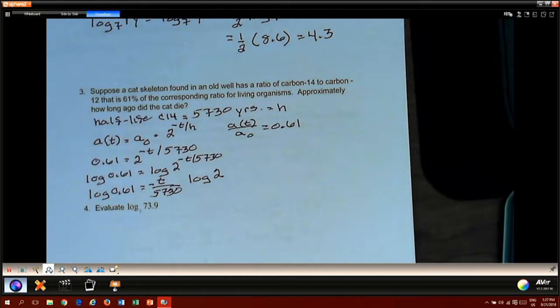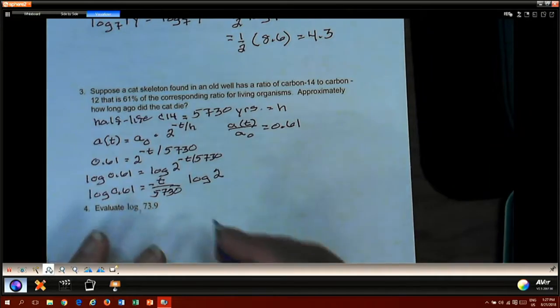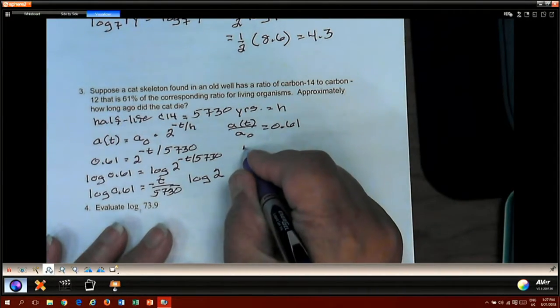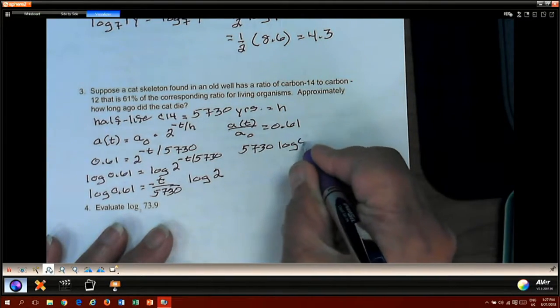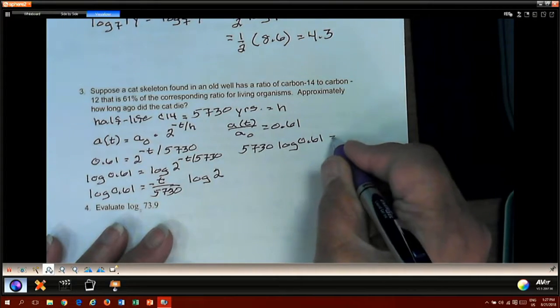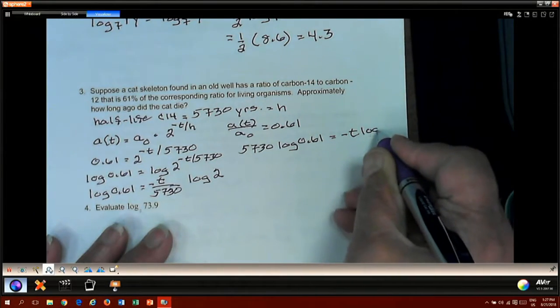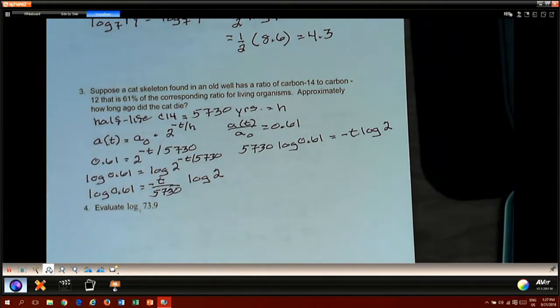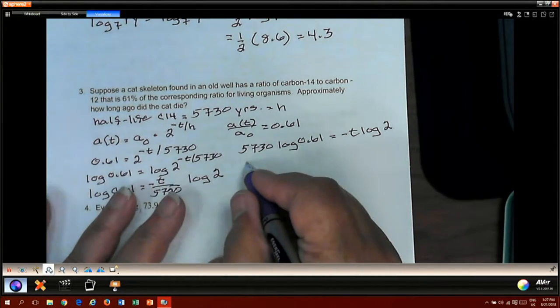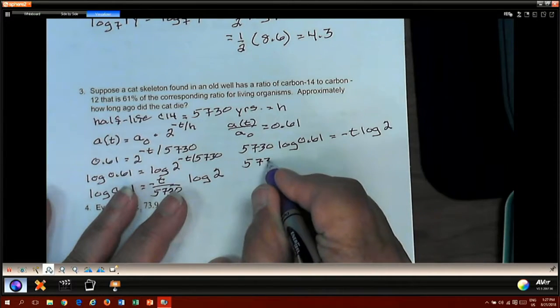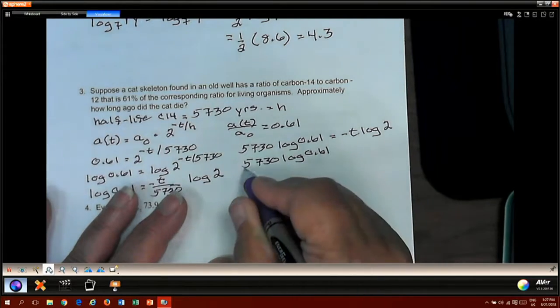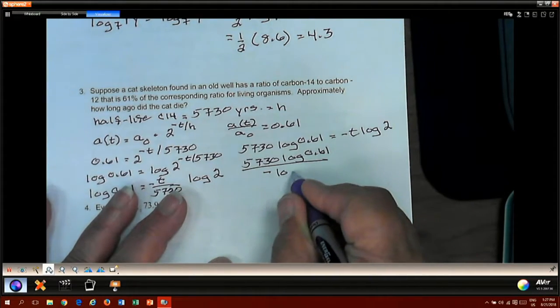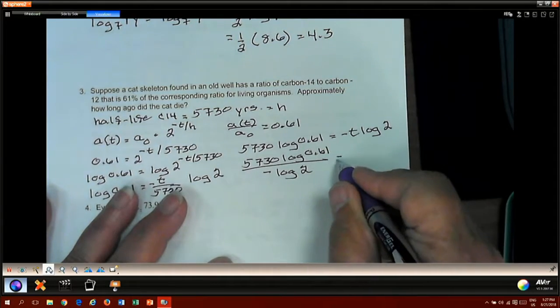Well, we want to find out what t is. So the first thing we're going to do is multiply by 5,730. So 5,730 times the log of 0.61 equals negative t times the log of 2. We want to get t by itself. So we have 5,730 log of 0.61 divided by negative log of 2 equals t.